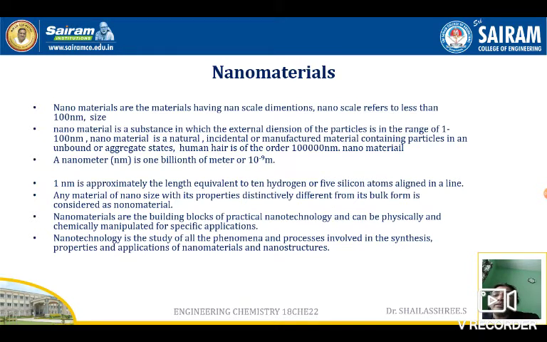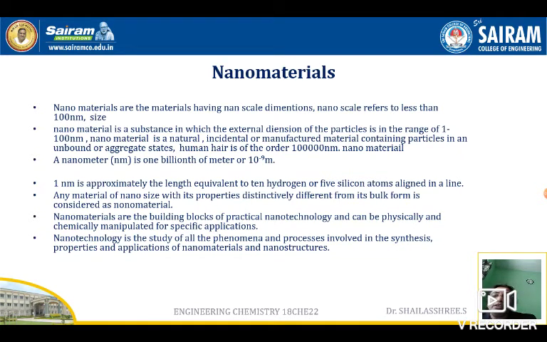In this we will have a discussion about a few properties of the nanomaterials, and we will be studying a few nanocomposite materials. So in this session we are starting with the nanomaterials chapter. Nanomaterials are materials having dimensions of less than 100 nanometers in size, generally 1 to 100 nanometers. A nanomaterial is a substance in which the particles are in the range of 1 to 100 nm.